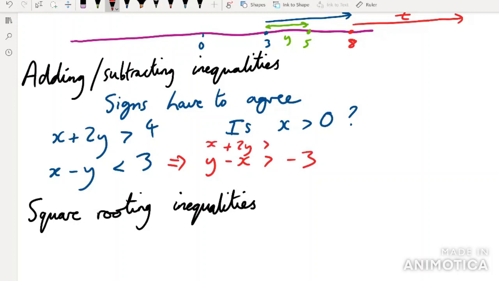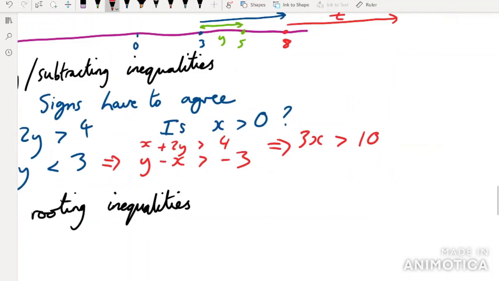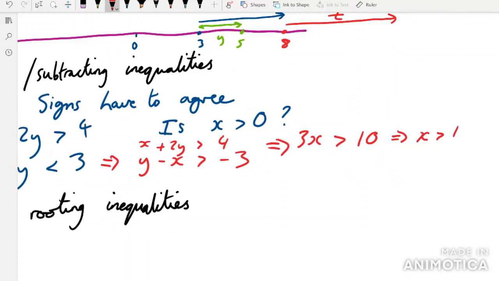So x plus 2y is greater than 4. Is x greater than 0? All we want to do is get rid of y, so we subtract 2 of the bottom inequality from the top one. And so we get what? x minus 2 sets of minus x, so that's going to be 3x. The y's have gone away, and it's greater than 4 minus 2 sets of minus 3, so 10. And so apparently x is greater than 10 over 3. So is x greater than 0? Yes, is the answer.